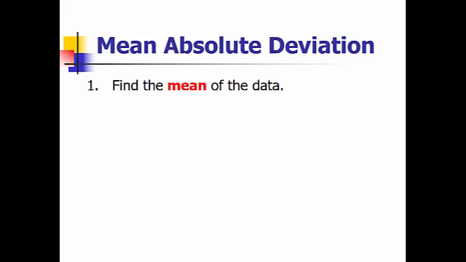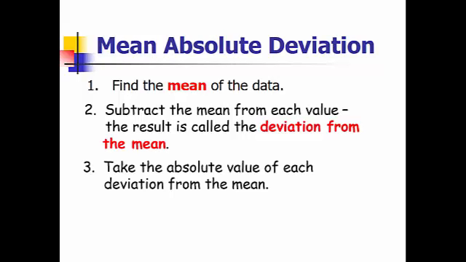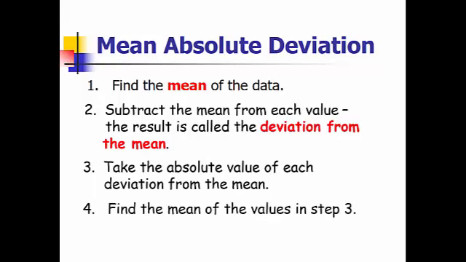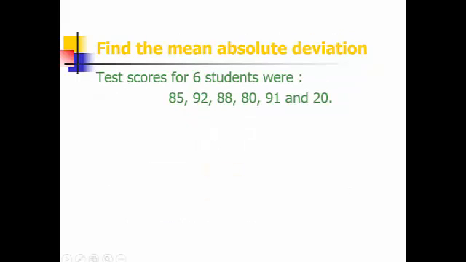So to find the mean absolute deviation, and this is in your notes, find the mean, subtract the mean from each value, same as variance, and instead of squaring it, we're going to take the absolute value and then take the average of those absolute values. It can also be represented by using sigma notation. We are summing the difference of the mean from every value in the data set and dividing by the number of values. And then there's an example that we can work through together.